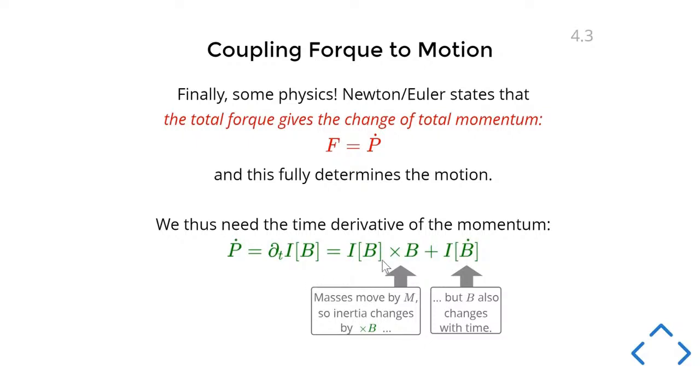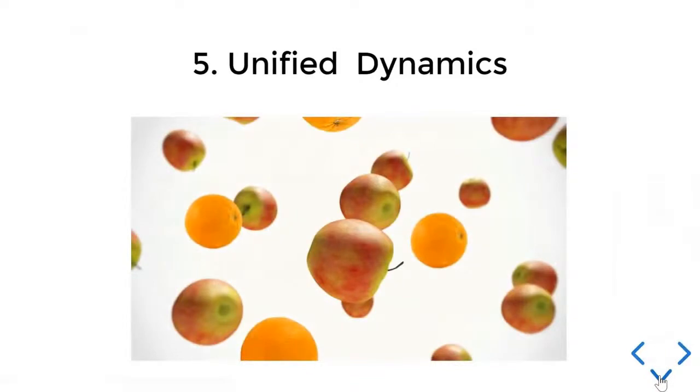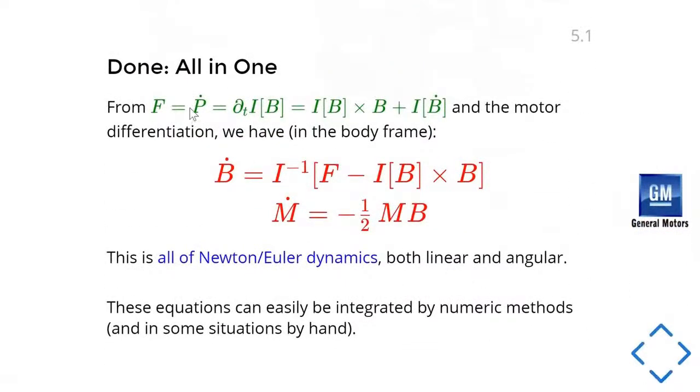I just showed that on the previous slide because this is a thing that moves with the motor. But we're not quite done because the B itself may be changing in time as well. So we also need I on B dot. I is a linear function, so I can pass it through there. And this, surprisingly, is all. We now have fully unified dynamics. We have the equation F equals P dot, which we just derived. What are we interested in? Well, we want a differential equation for how the velocities change. So we want to isolate B dot. That means I have to bring this to the other side and take the inverse of the inertia map on this.